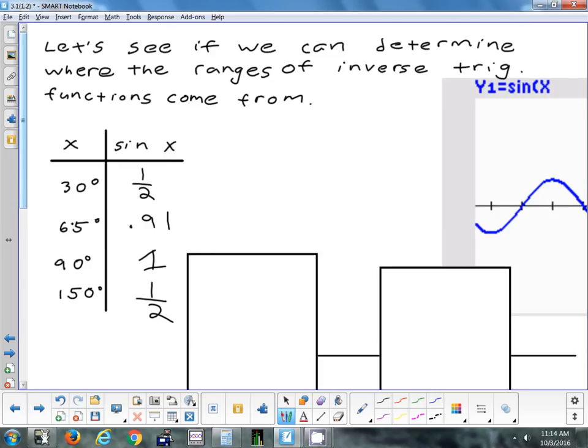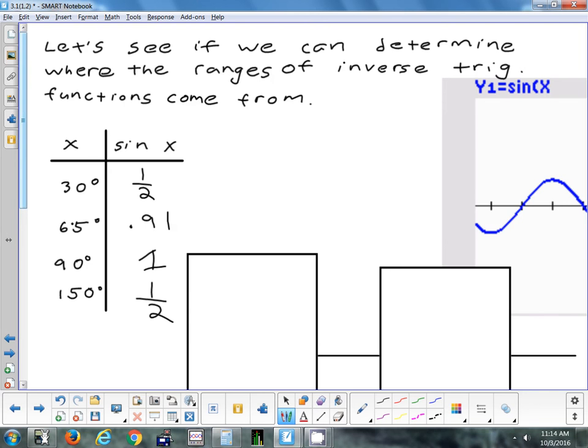Could be 150. Okay, when you're trying to go from the right column back to the left, the problem is you can't have more than one answer. Right now I could say, well, it could go back to 150, or it could go back to 30. There's 2 that came out the same. So what we do is we limit it so that can never happen.